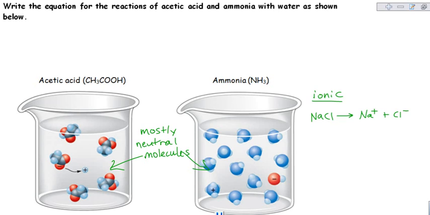Now this might make you feel a little better. You will never, ever need to write these equations. They'll be written for you. We just have to identify that, oh, this is the equation for a weak electrolyte. There's often a reaction with water.